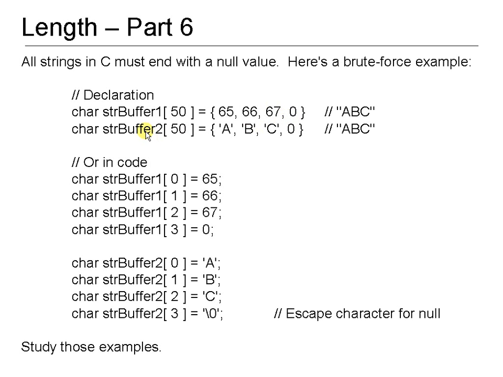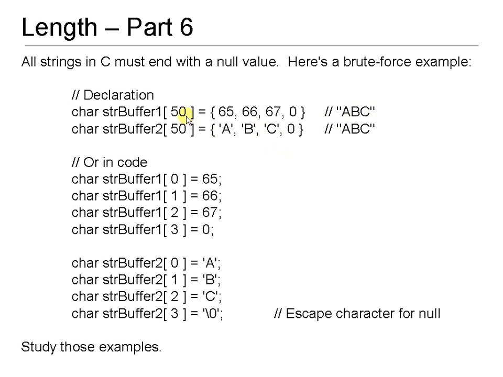In the second string, I do the exact same thing, but instead of the hard-coded ASCII values, all I do is I just use the letter in single quotes. Now the compiler will automatically take care of translating that letter A into the numeric value 65, and the same for B and C. And it's got the numeric value of 0 for the null terminator. And so the strings are A, B, and C.